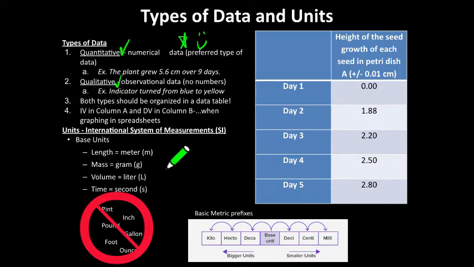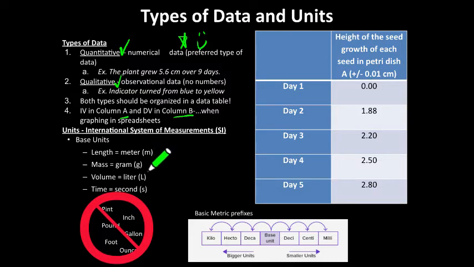Qualitative data is descriptive, observational data. There are no numbers, like observing a color change, that kind of thing. Both should be in a data table. When we graph in a spreadsheet, the independent variable is column A. Dependent variables go in the other columns, and if you have multiple variables, use multiple columns, B through whatever you need. We'll do that in class.